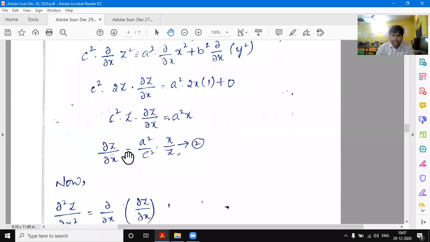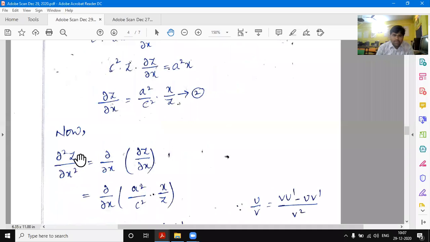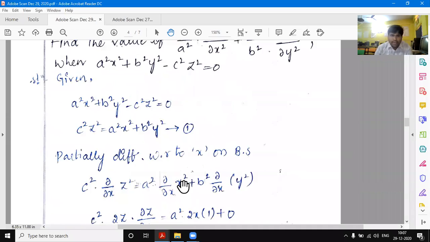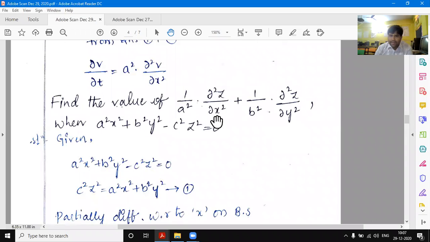So dou z by dou x is equal to a square by c square into x by z. So this is equation number 2. Now dou square z by dou x square. Dou z by dou x we have completed. What we need actually is dou square z by dou x square.